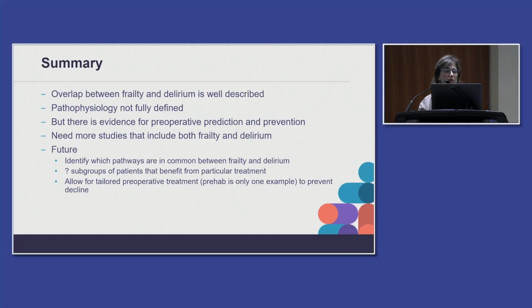So in the future, I hope we can identify which pathways are in common between frailty and delirium. I believe there probably are subgroups of patients that benefit from tailored treatment. And I think prehab will be only one example of things we'll be able to do to prevent decline in these older adults. Thanks so much.